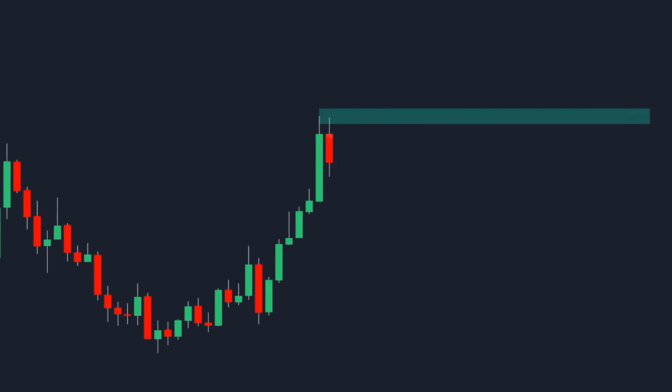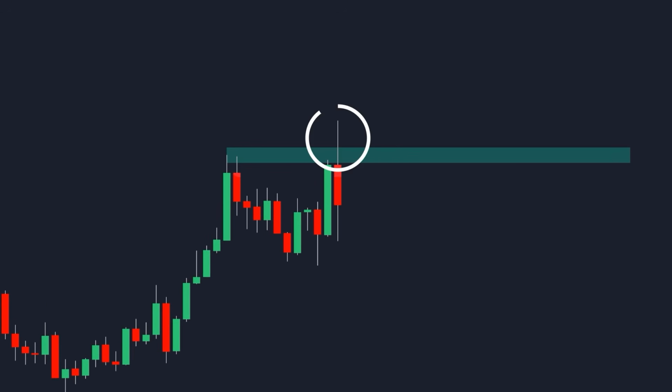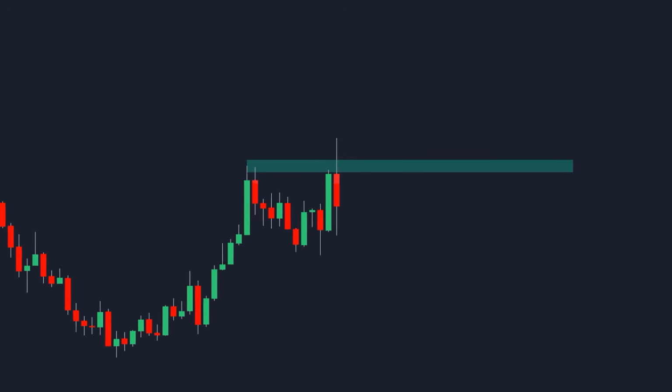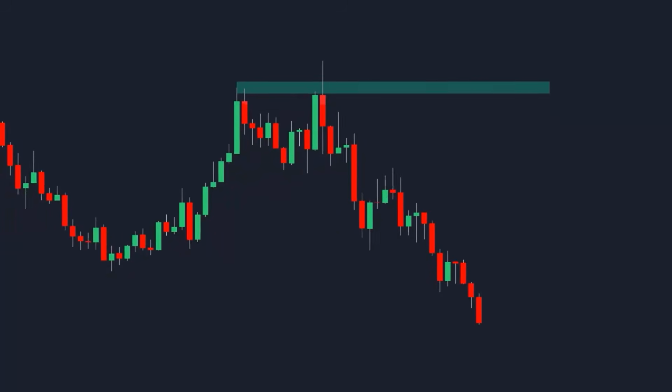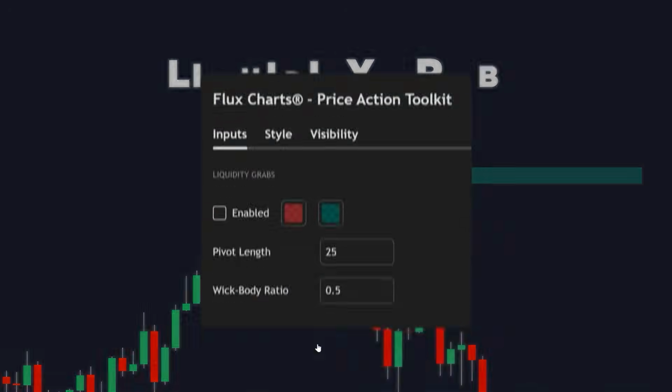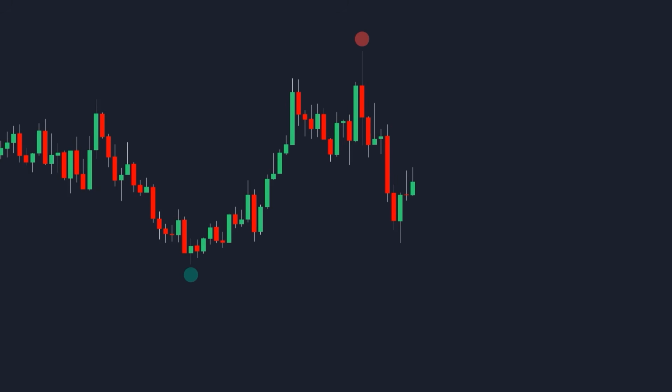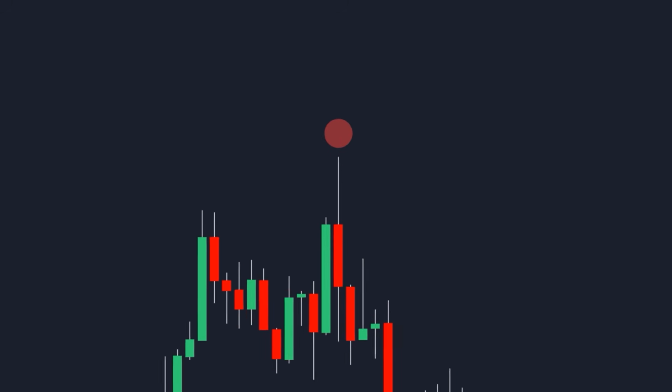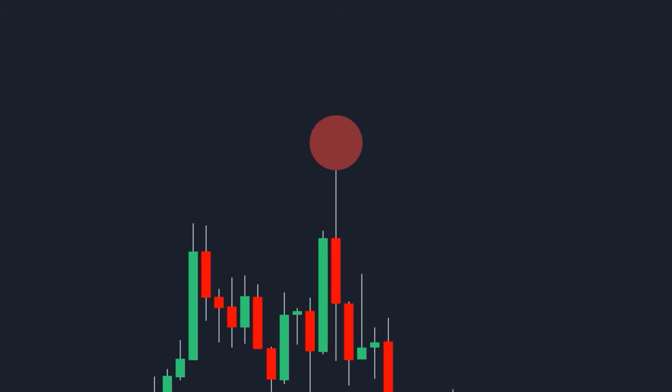But here's the cool part: sometimes price quickly moves past these liquidity levels, triggering lots of orders, and then instantly reverses. This is called a liquidity grab, and the toolkit automatically detects these. It'll plot a bubble when a buy-side or sell-side liquidity grab is detected. The larger the bubble, the more significant the liquidity grab was.